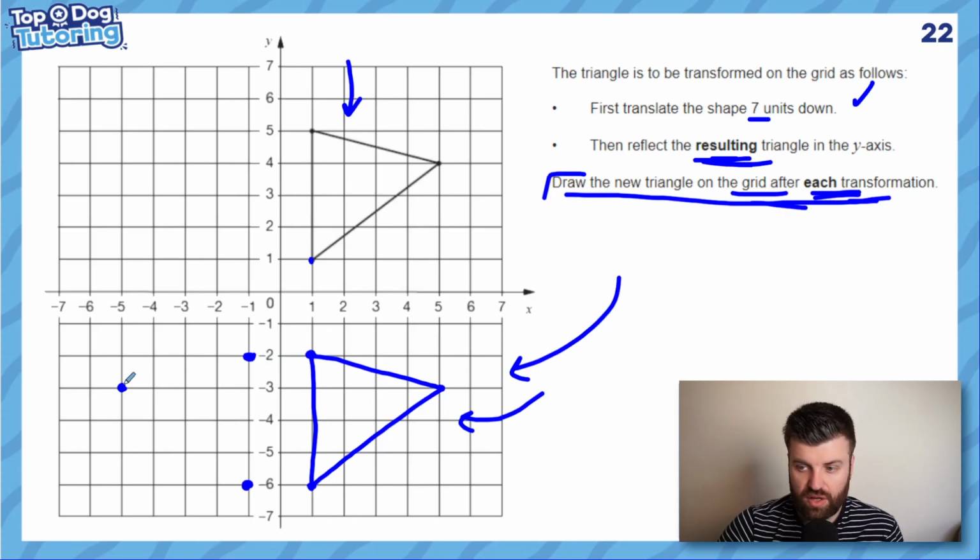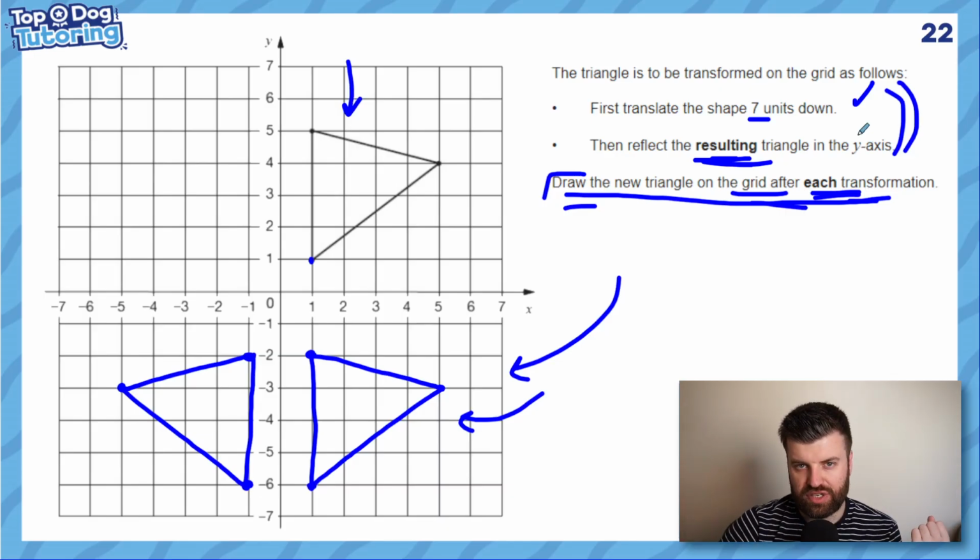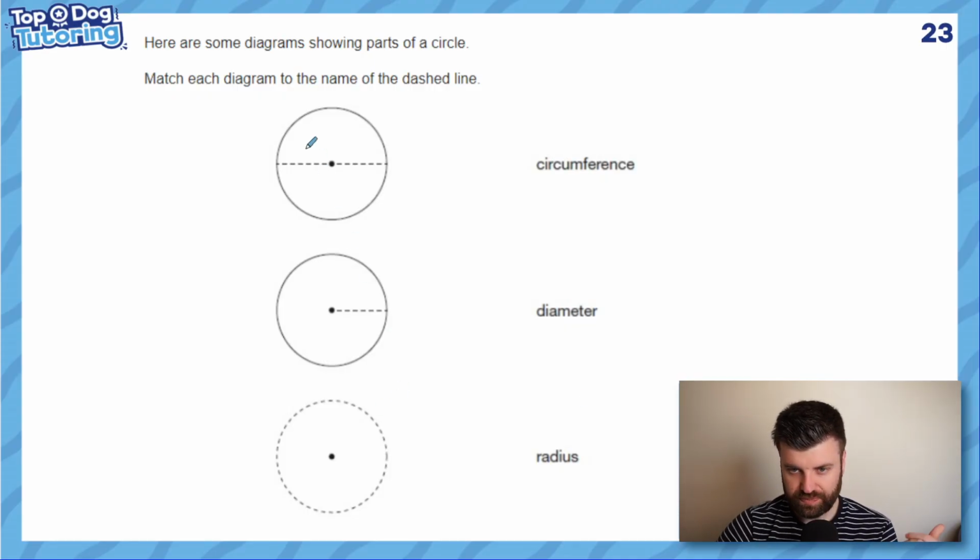Are we done? No. It says draw the new triangle. At the minute, we've just got corners. We're going to draw the new triangle in, just like this. Then we get full marks. Look how, this is what the SATs does. It puts everything into one question. So you've got to get it all to get all the marks. It's important you're really paying attention, guys.